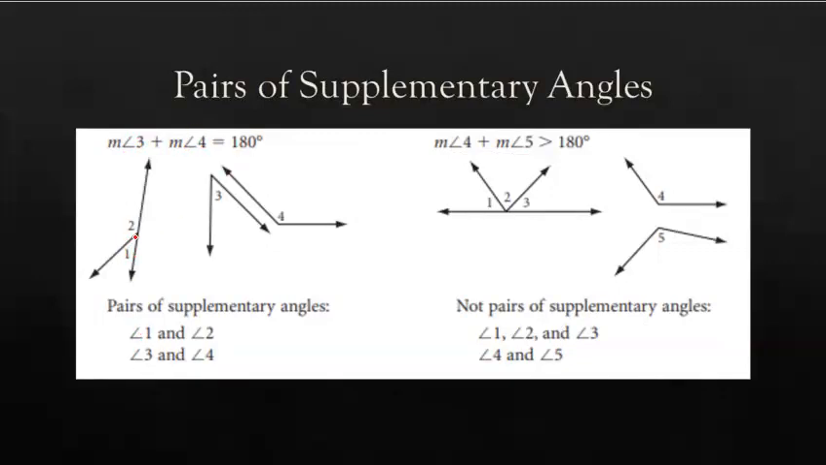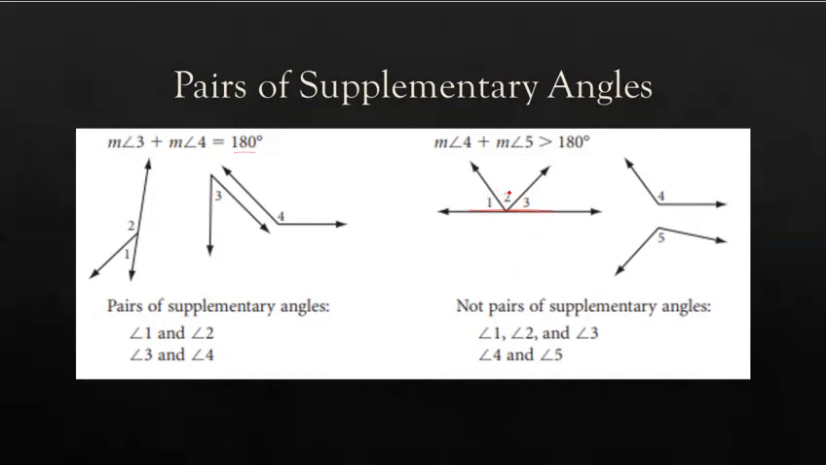And we see that 1 and 2 are on the same line. So 1 and 2 are supplementary, and 3 and 4 are supplementary. So 1 and 2 are linear pairs, but 3 and 4 are not because they're not on the same line. But we know that their measures add up to 180 degrees. About 4 and 5, the measure of 4 plus the measure of 5 is bigger than 180. So 4 and 5 together is going to be more than 180. And then 1, 2, and 3, that's 3 angles. But they add up to this line.